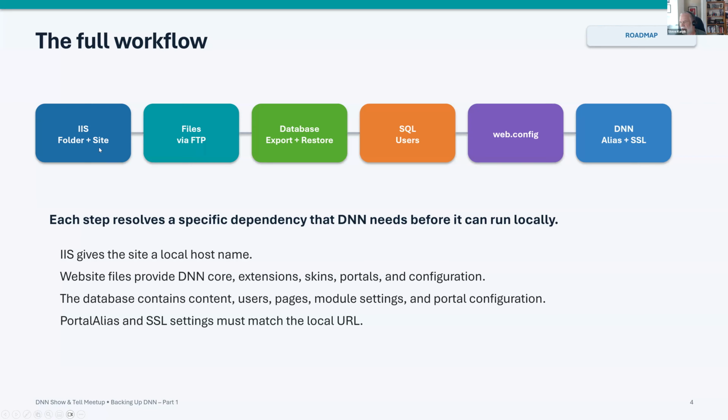So there's a whole bunch of components that have to get instantiated on your workstation. There's essentially the IIS server, the files, which you can get by FTP, the database. There's the SQL users. You have to make changes to the web config. And there's also the portal alias, because you're going to give it a different URL than what it had on the internet.